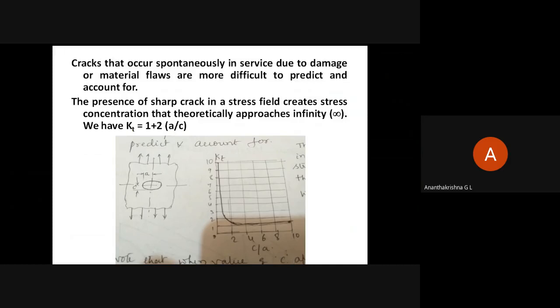This is C by A here. This is C of the ellipse. This is A of the ellipse. Larger diameter, smaller. Minor diameter is C and major diameter is A.